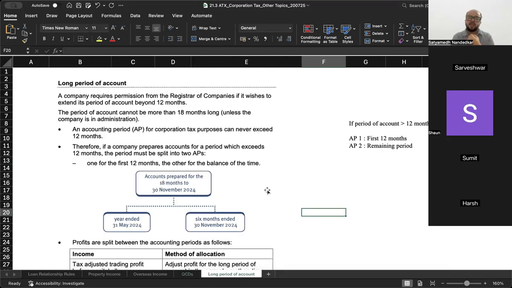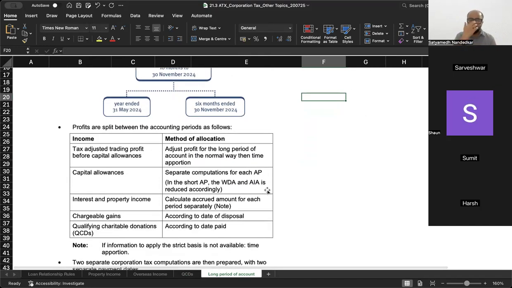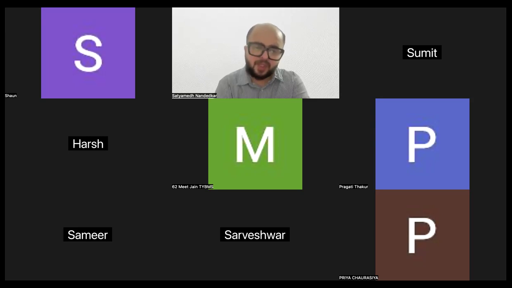ठीक है. Now, in case of companies, there could be a situation where the company has prepared its books of accounts for a longer period, more than 12 months के लिए. In that case, the period should be broken down into 12 months plus the remaining months, and then 12 months का अलग computation and 5 months का अलग computation. Apart from capital gains, everything else has to be basically time apportioned. Because capital gain का आपको specific date पता रहेगा, you should include it in that particular period.